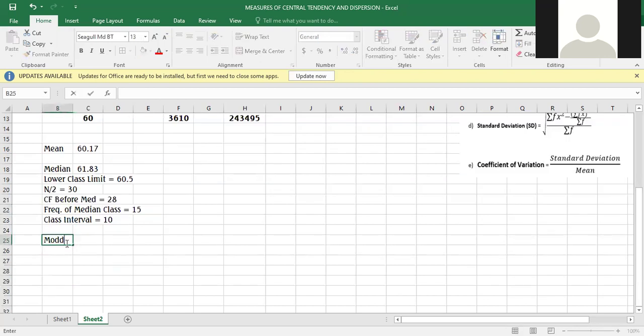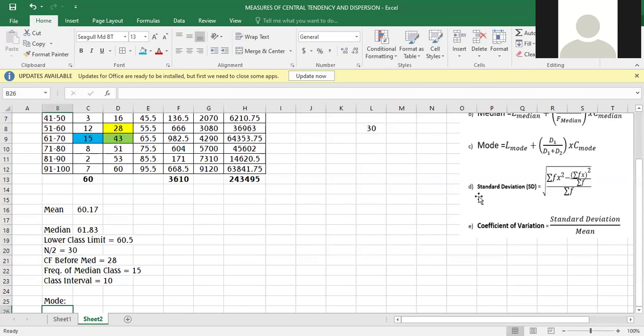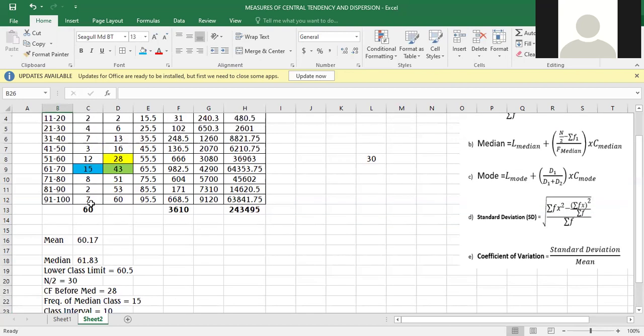And so quickly, we'll move to mode. And to do mode, what is important is that you determine the modal class. It is the class that has the highest frequency. Because it has the highest frequency, you then get your mode, and here it is 15. So incidentally, the median class is the same thing as the modal class.